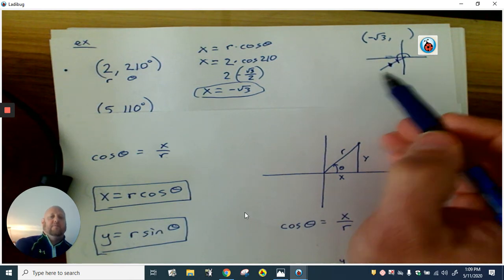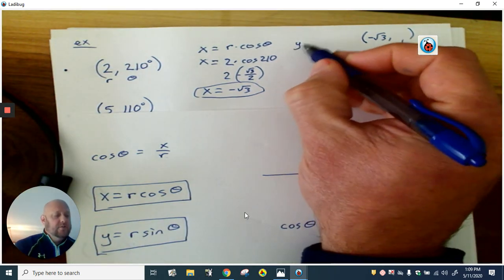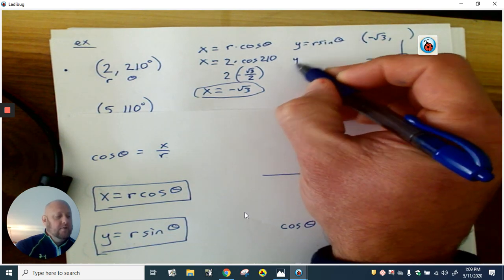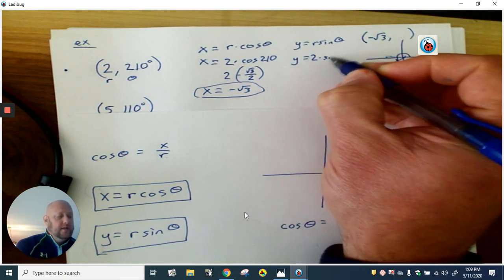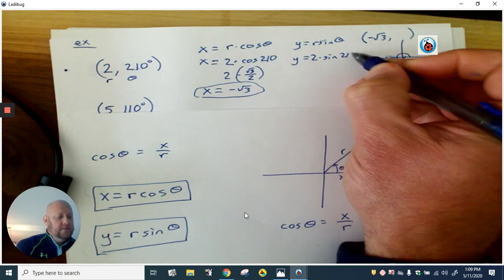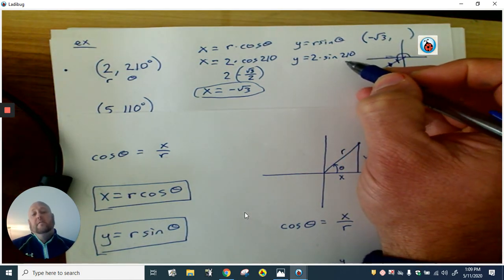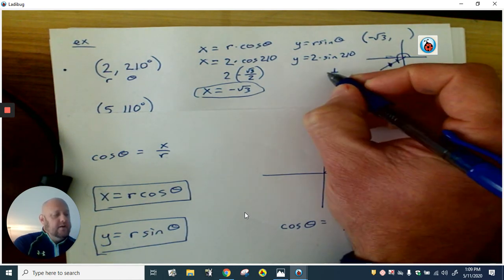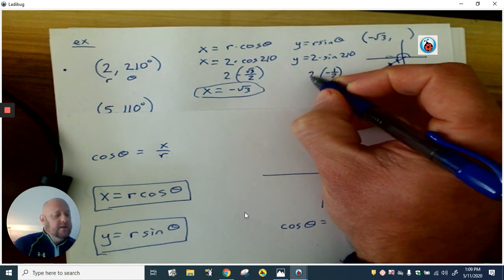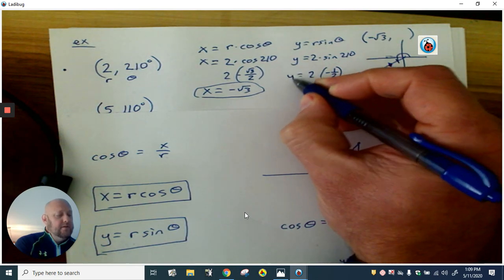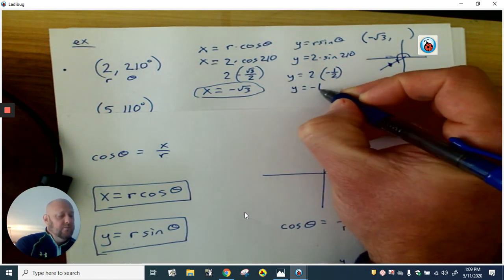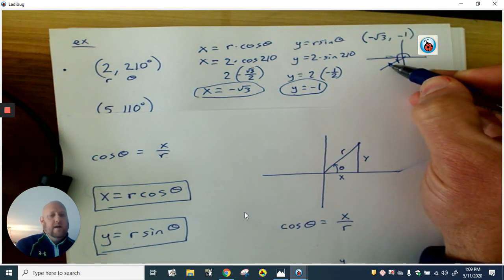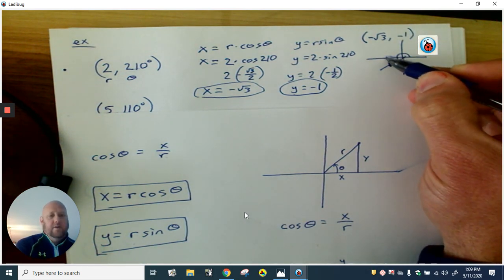Right? If I want to find the y, I just use y is equal to r sine of theta. So my y would equal 2 times sine of 210 degrees. Well, again, it's a 30-degree reference angle. Sine of 30 is a half. It's in the third quadrant, so it's negative. I multiply those together, and I get y is equal to -1. So I know the coordinate of that point would actually be negative square root of 3, -1.